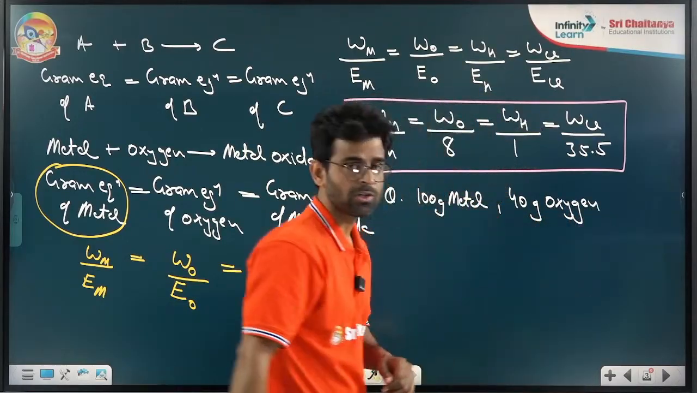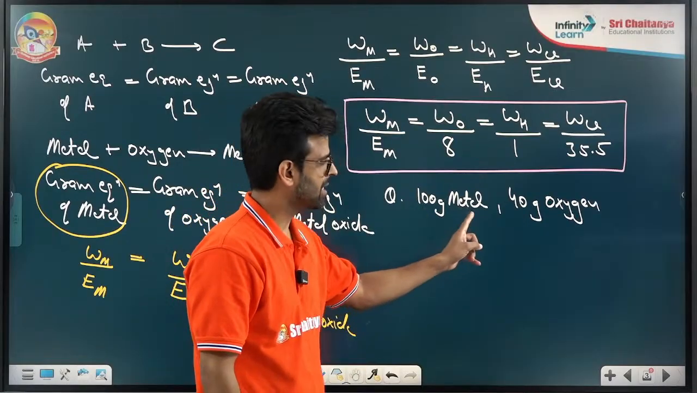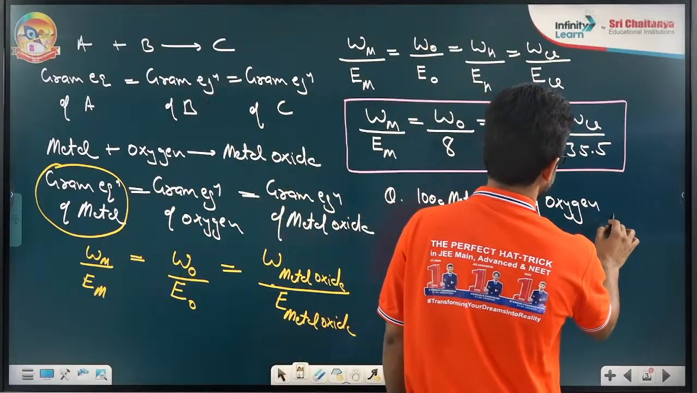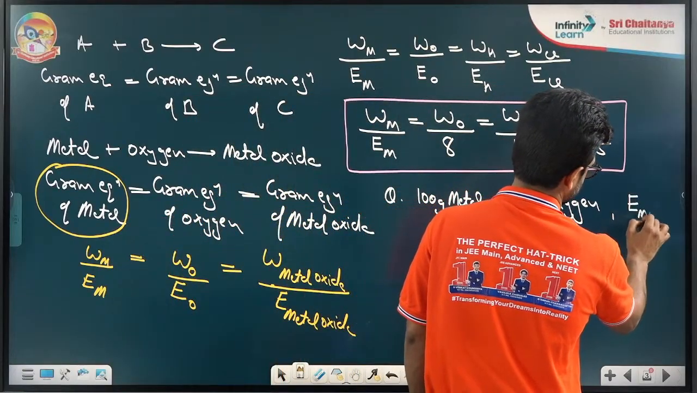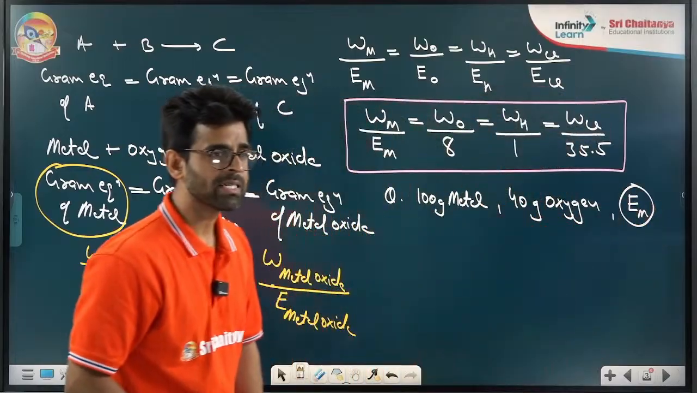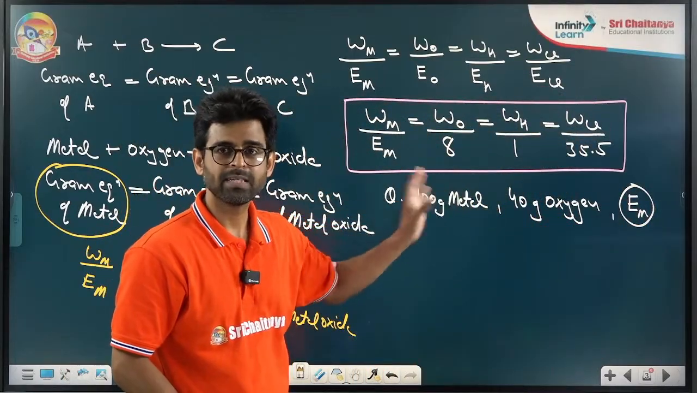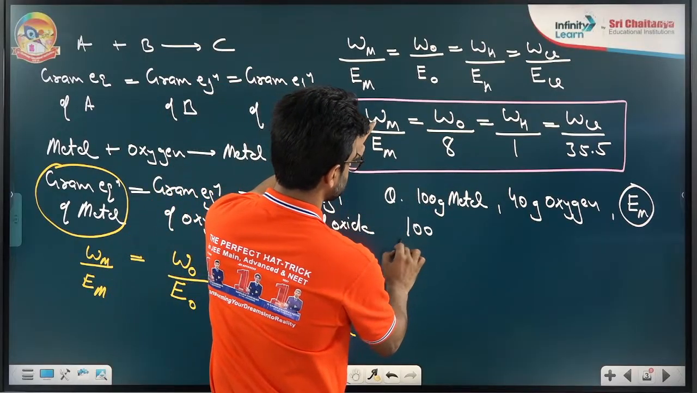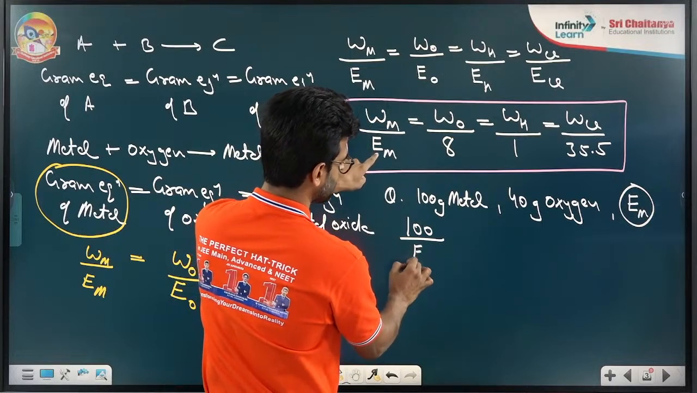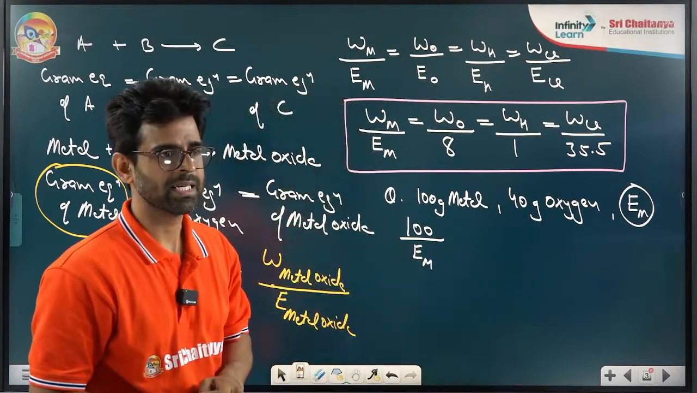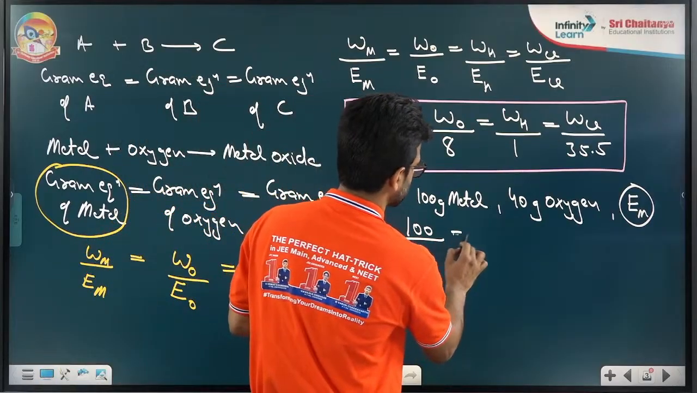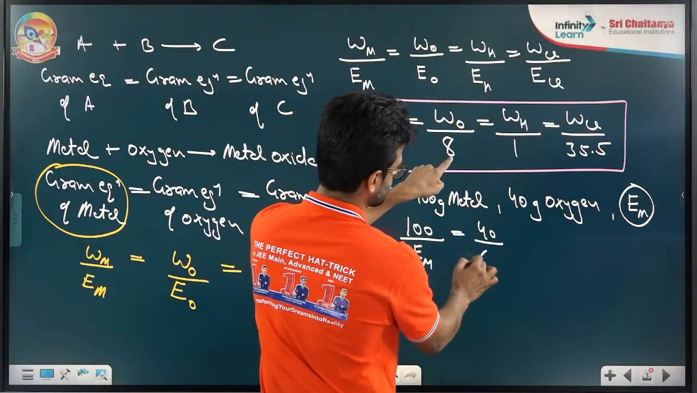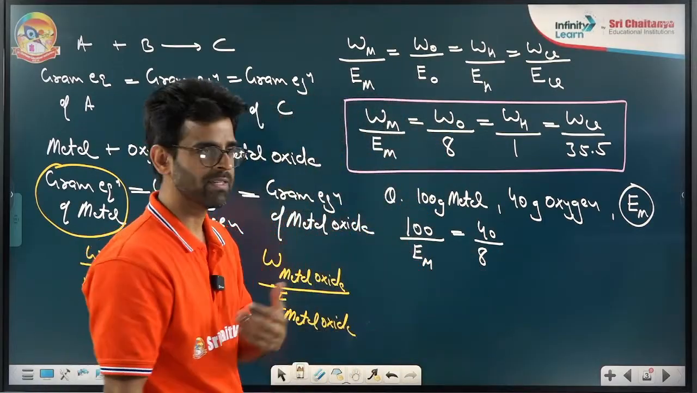Right? This was the question. I said 100 gram metal was combining with 40 gram of oxygen, and in the question I asked to find the Em. Can you find this using this concept? Very, very easy. How much metal? 100, divided by Em, which we have to find. It is the equivalent weight of metal, Em, equals to 40 gram of oxygen. How much weight of oxygen? 40 gram. What is the equivalent weight? 8. It is exactly the same thing we did previously.